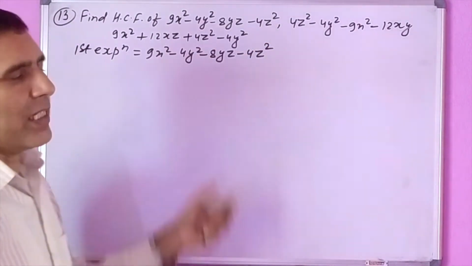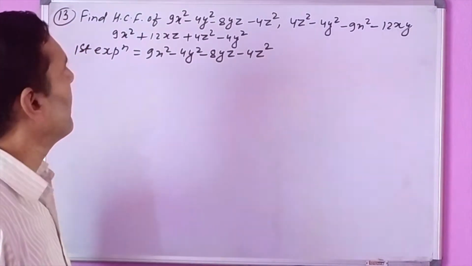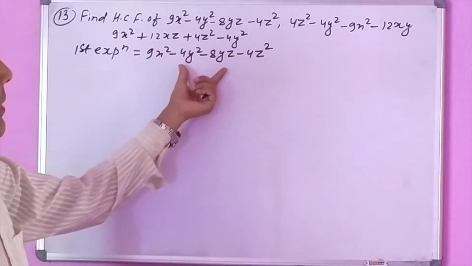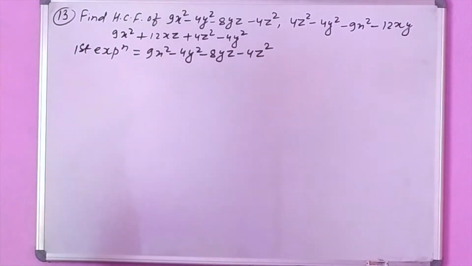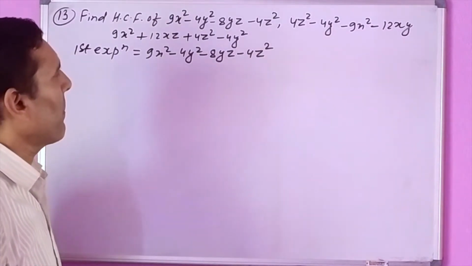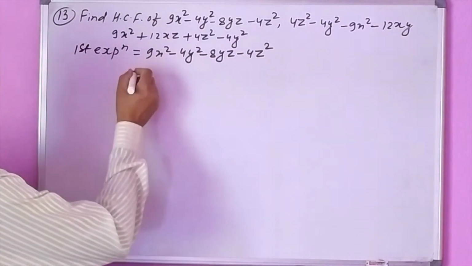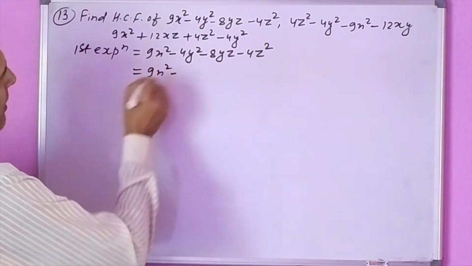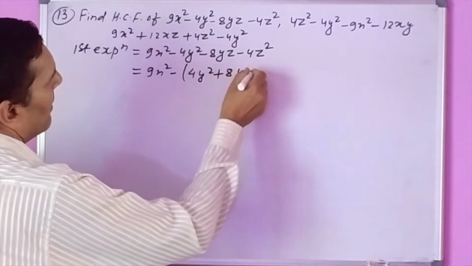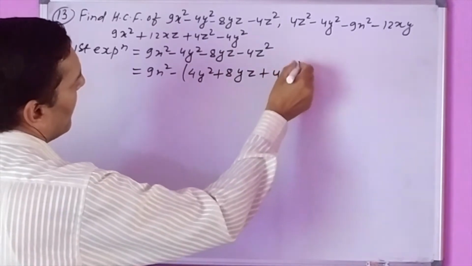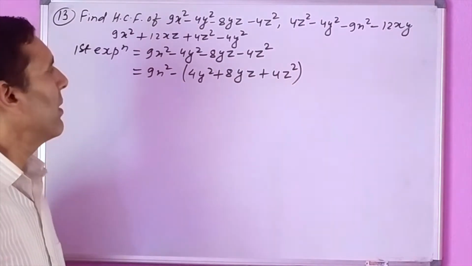Now how do we factorize this expression? How is the factorization possible? Look here, guys, if you take minus common in the last three terms, the remaining terms will complete the square. 9x square, take minus common, so 4y square plus 8yz plus 4z square will remain in the bracket. After taking minus common, all terms will be positive.